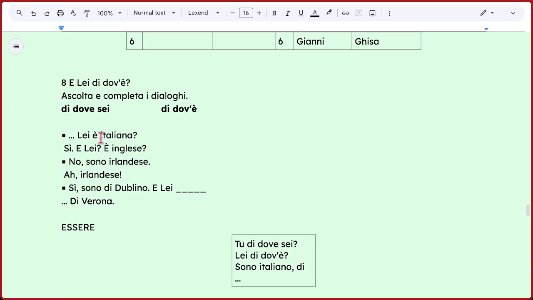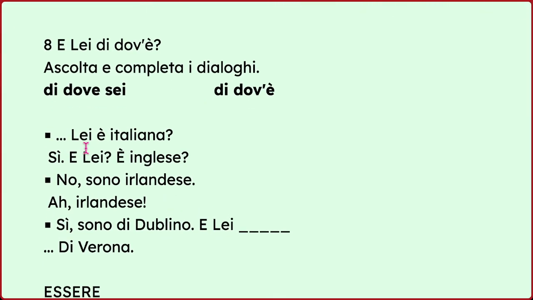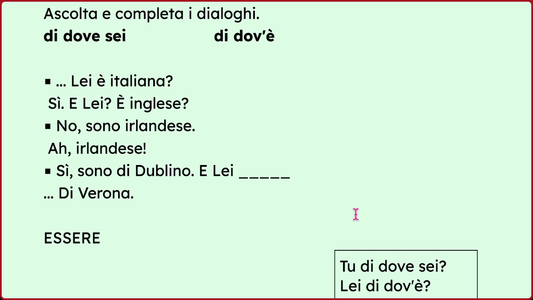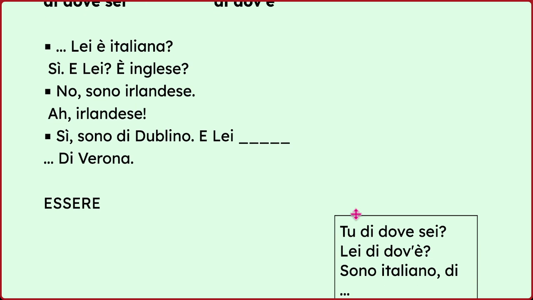Traccia 7. Lei è italiana? Sì, e lei è inglese? No, sono irlandese. Ah, irlandese. Sì, sono di Dublino. E lei? Di dov'è? Di Verona.